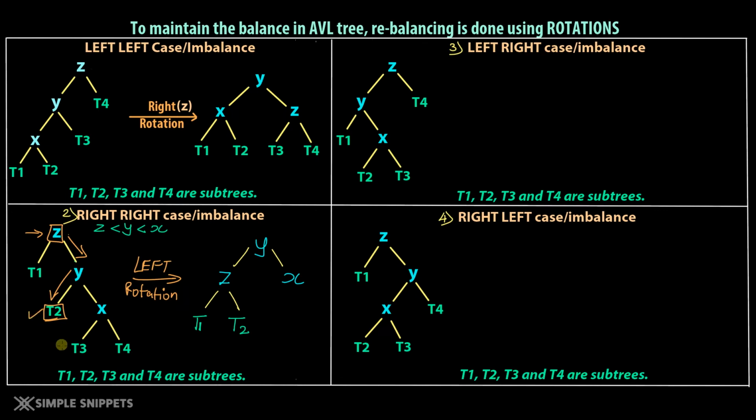So T2 is done. What about T3? T3 was the left subtree of x. So for x, the left subtree is going to be T3 as it is. T4 was the right subtree of x. So that is also going to be as it is. And now you can see that we have balanced this right imbalance situation for nodes z, y and x. So this can be considered as a balanced binary search tree or AVL tree.